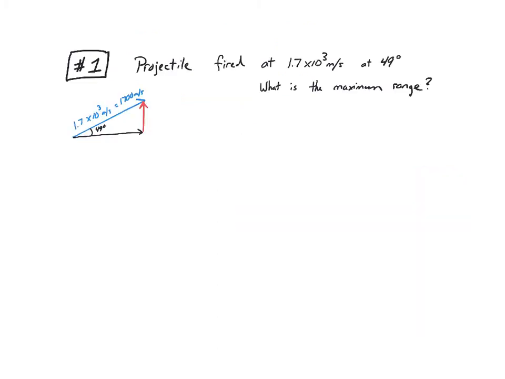All right, physics students, for number one, we have a projectile that's fired upwards at an angle of 49 degrees and an initial velocity of 1.7 times 10 to the third meters per second. When you're doing these problems, you're going to have to break the vector into its components of x and y.